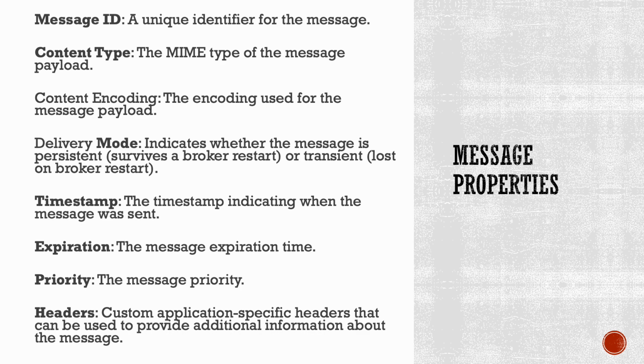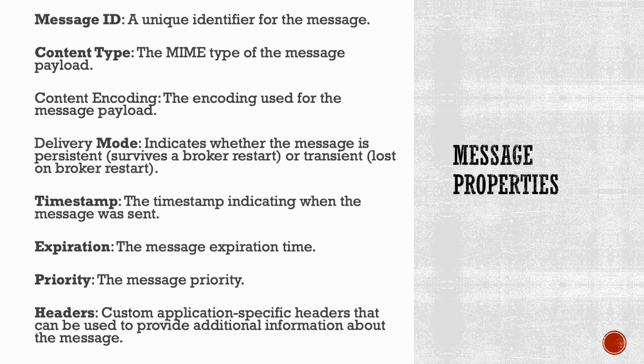Expiration. The expiration property specifies the message's expiration time, after which it becomes stale and should not be delivered or processed. This property is particularly useful when messages have a limited lifespan or when there is a need to enforce time-based constraints on message consumption. Messages that have expired can be discarded by RabbitMQ or can be routed to a designated dead letter queue for further analysis or processing.